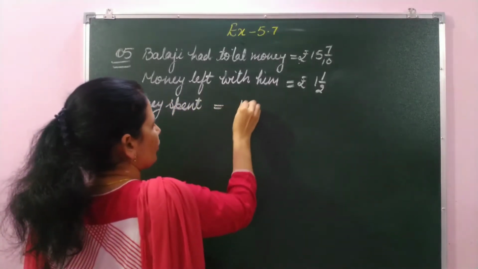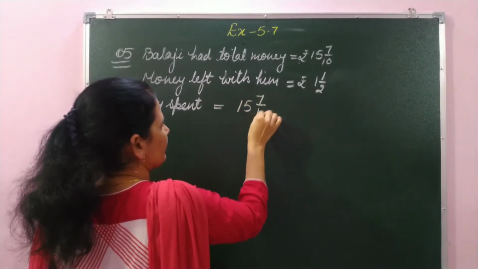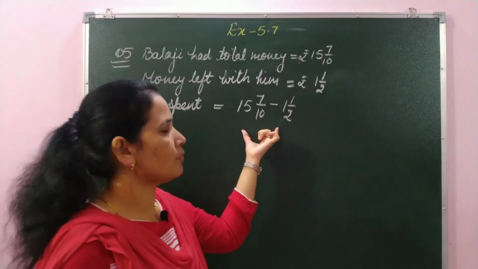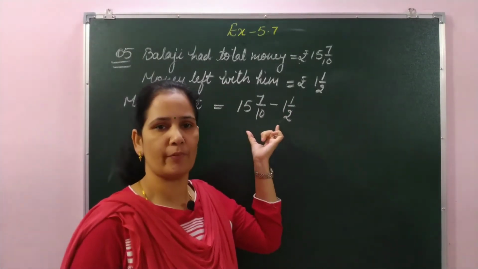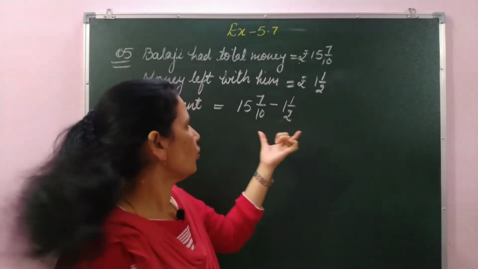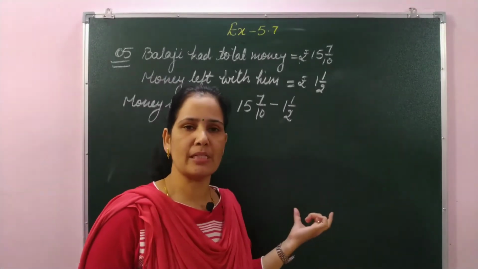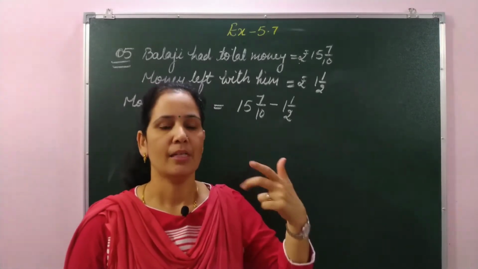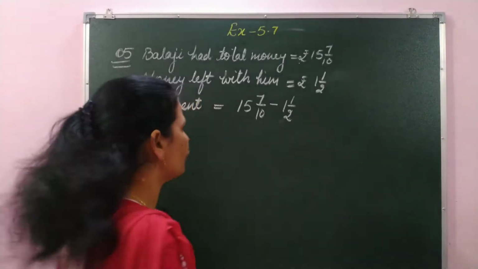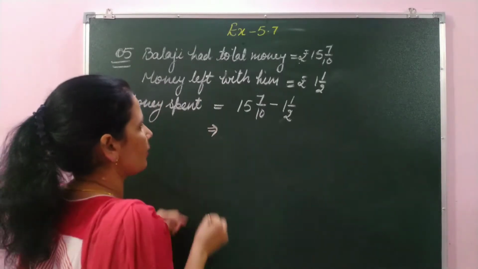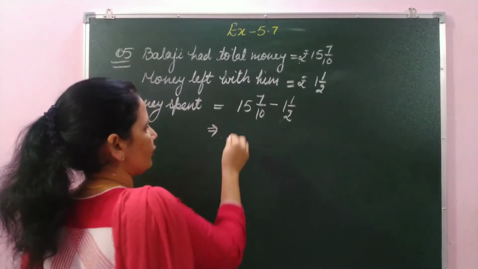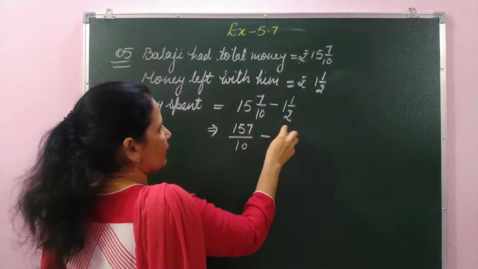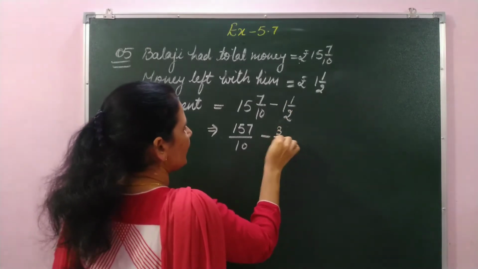That means the total money minus 1 by 2. Now students, as we observe, this question becomes a simple subtraction question of fractions. So all the steps will remain the same. First convert to improper fractions, then take the LCM, and then subtract. So first we convert to improper fractions: 15 times 10 is 150, 150 plus 7 is 157 by 10, and 2 times 1 plus 1 is 3 by 2.